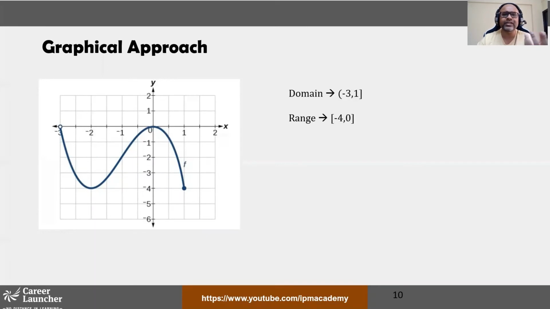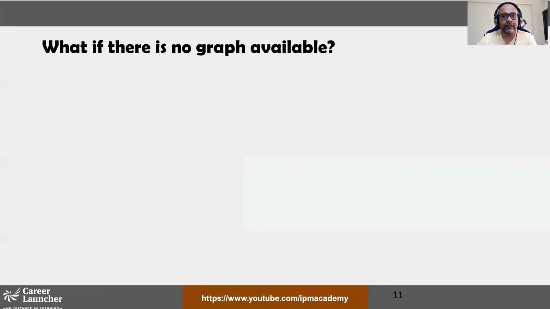There's a graphical approach which is very easy. You can observe and find out. Okay, however, what if there's no graph available? This is where the problem lies. When there is no graph available, if you have f of x, the procedure, there's one way of doing it.